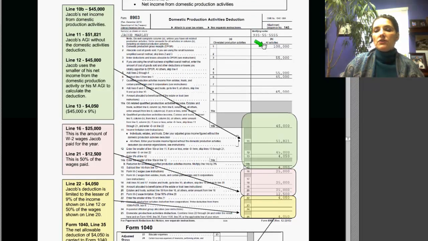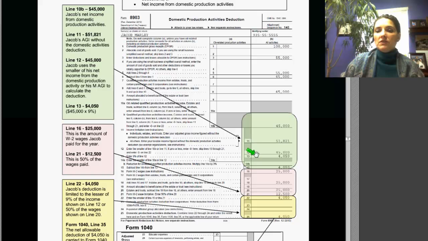On line 1, we enter the gross receipts of the business. On line 3, we enter the expenses related to that business income. And on line 6, we arrive at our profit of $45,000. The next step is to carry that $45,000 to line 10B, because this is Jacob's net income from the domestic production activities. Then on line 11, we enter his AGI without the domestic activities deduction figured into it.